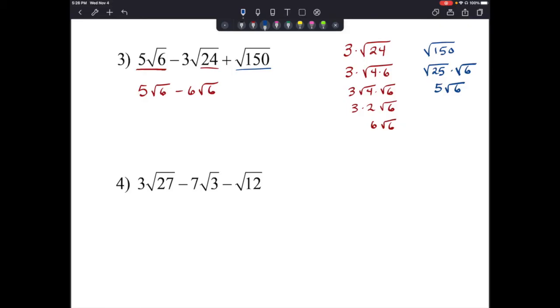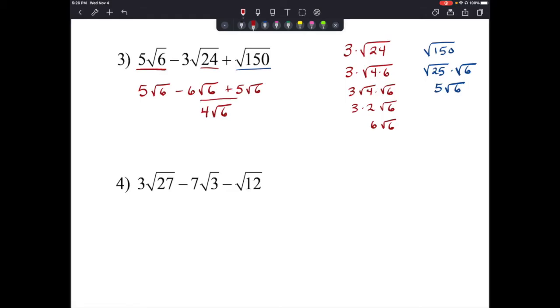Let's take that and bring it down here. So we have plus 5 times the square root of 6. And now we can just combine these together. 5 minus 6 is negative 1, plus 5 would be 4. So we should end up with 4 radical 6.